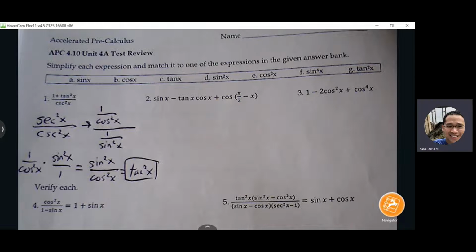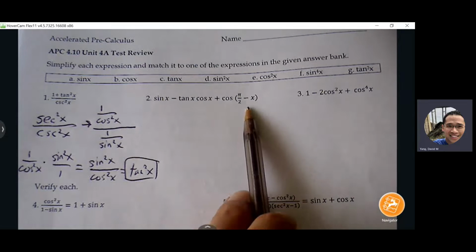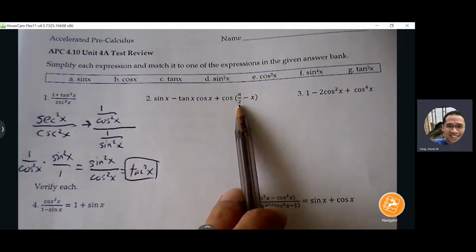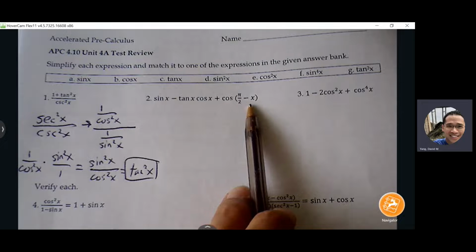Okay, number two, I see this is a co-function identity. Right? What does cosine of pi over 2 minus x turn into?